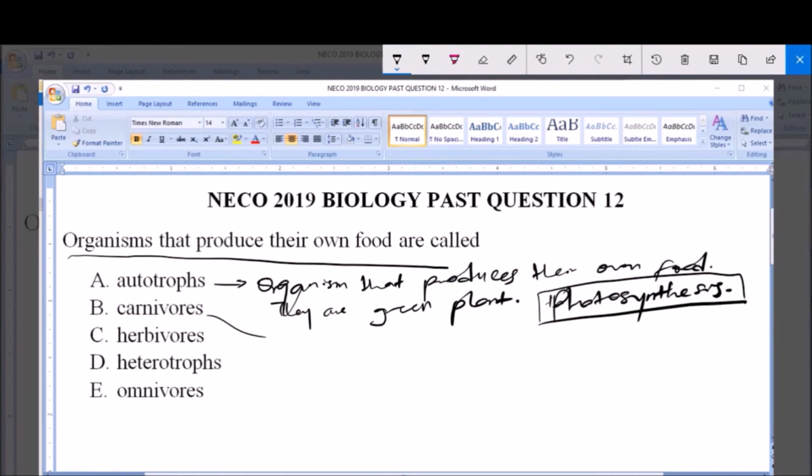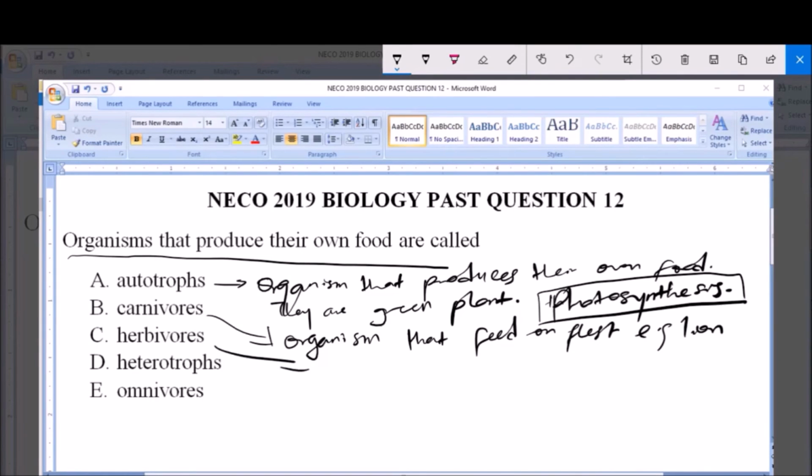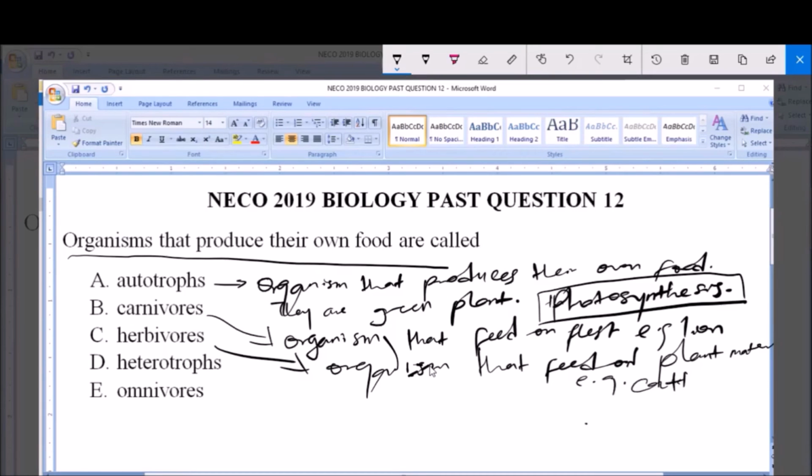Now option B here says carnivores. Carnivores are simply organisms that feed on flesh or animals. Examples are the lion, tigers, leopard, and the rest. Now option C says herbivores. Herbivores are organisms that feed on plant materials. Examples are the cattle, goats, sheep, and so on.